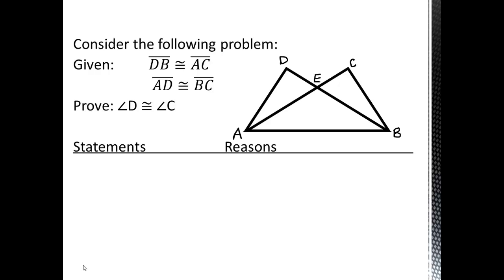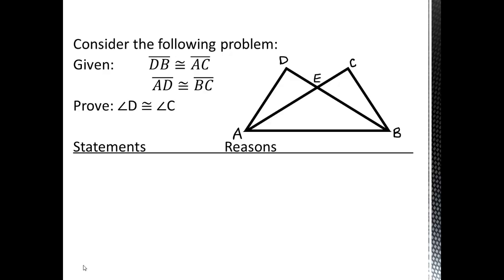we've got the following. We are given that segment DB is congruent to segment AC, and that segment AD is congruent to segment BC, and we need to prove that angle D is congruent to angle C. Now, your first instinct might be to try and prove that ADE and BCE are congruent, and then you could go ahead and say that angle D and angle C are congruent by CPCTC. Problem with that is, if you tried to prove that, you would find that you didn't have enough information to prove those two triangles are congruent.